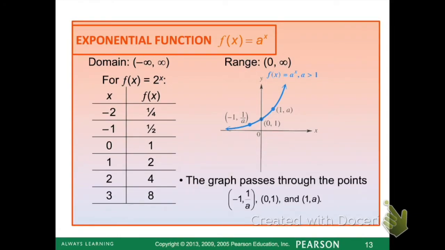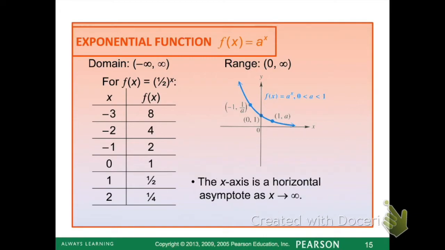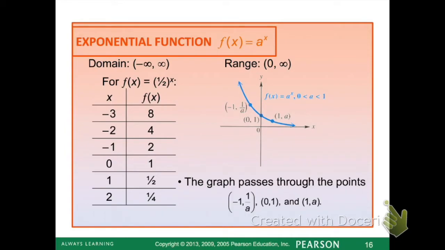And our graph is always going to go through the points -1, 1 over a, 0, 1, and 1, a. Next, we have an exponential decay function, so it's decreasing on the entire domain. Domain and range are the same. The x-axis is still our horizontal asymptote. We still go through the same points.